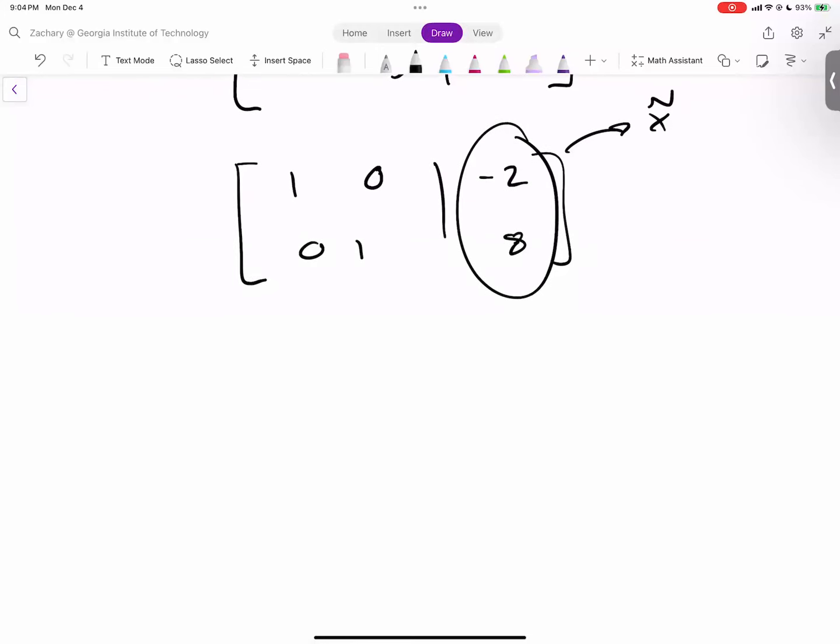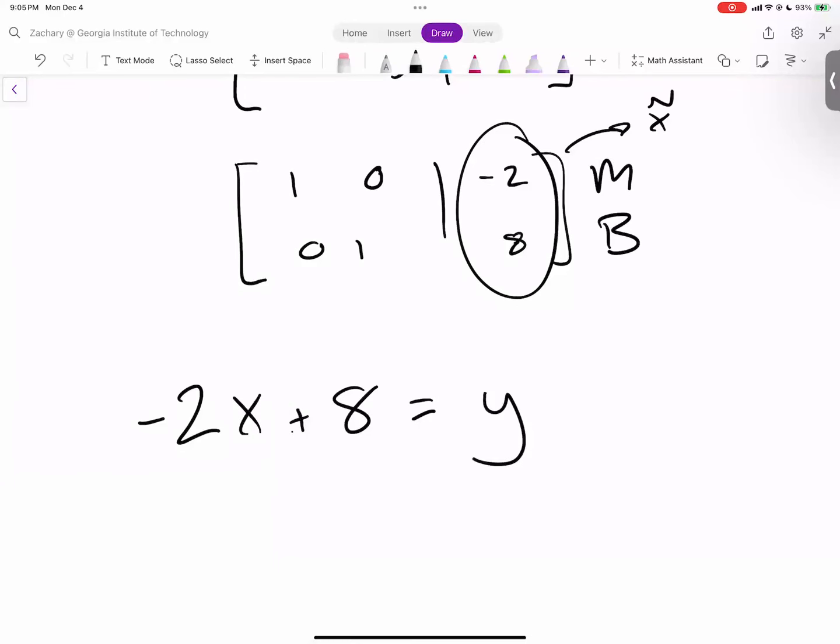So what this tells me is we lined it up to be m and b. So the line of best fit is -2x plus 8 equal to y, is the line that's closest. And this would be the exact setup that you should expect and be able to solve pretty quickly. Any questions on this? All right, other questions?